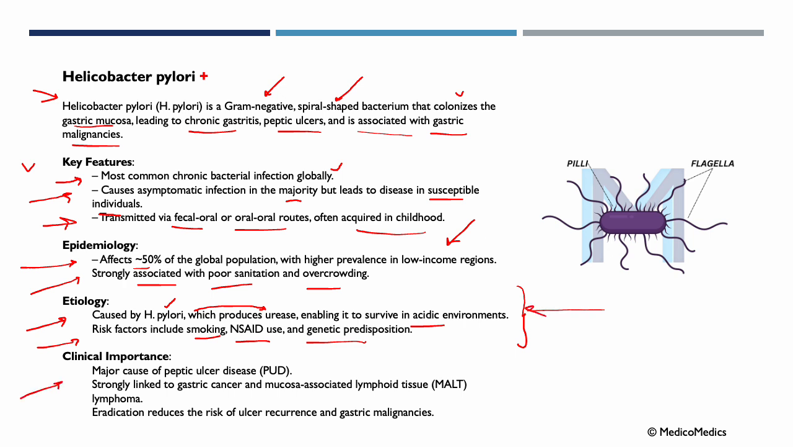Now, major clinical importance. It is the major cause of peptic ulcer disease. It is further strongly linked to gastric cancer and mucosa-associated lymphoid tissue lymphoma, or MALT lymphoma. Eradication reduces the risk of ulcer recurrence and gastric malignancies.